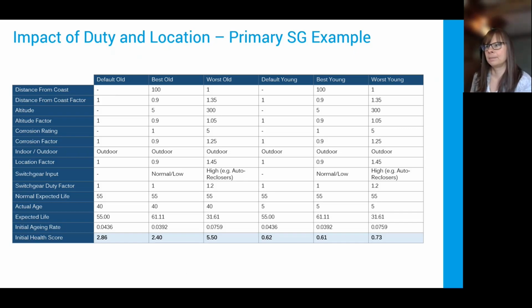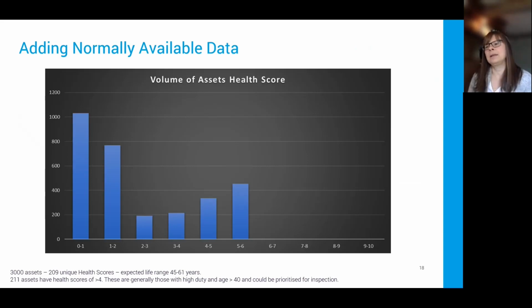So go for those first. And then when you add in this particular data, your condition and so your location data and your duty data, then you start to get a much bigger range of values. And the graph doesn't really show the sensitivity of data, but now instead of having those 50 different values, we've now got over 200 different values for our initial health scores.